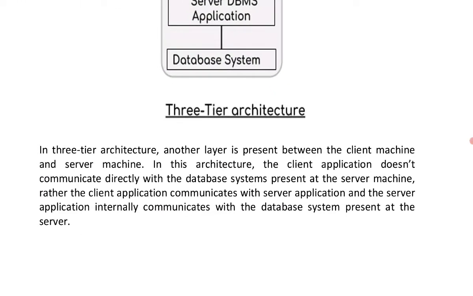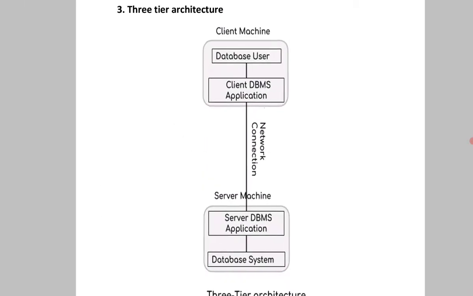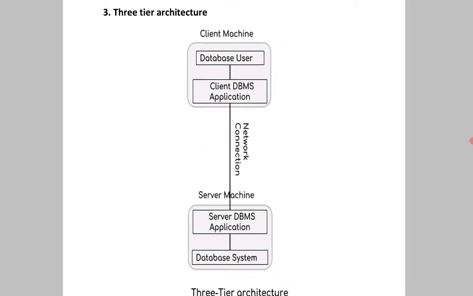So in 3-tier architecture, another layer is present between the client machine and server machine. In this architecture, the client application does not communicate directly with the database systems present at the server machine. Rather, the client application communicates with the server application, and the server application internally communicates with the database system present at the server. So in 3-tier architecture, there are 3 layers or 3 servers used.